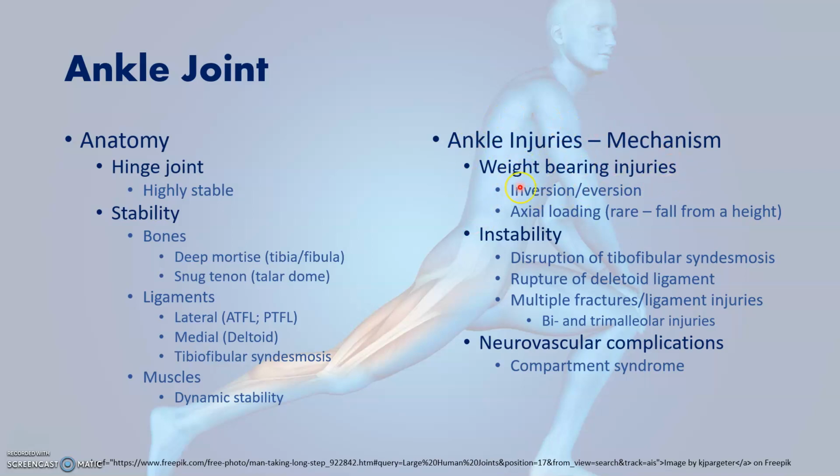Ankle injuries tend to be weight-bearing injuries, usually with an inversion or eversion force, although rarely this may be due to axial loading, such as a fall from a height. And the instability is caused by disruption of the ligaments as shown below. There are no specific neurovascular complications, but compartment syndrome may be seen.